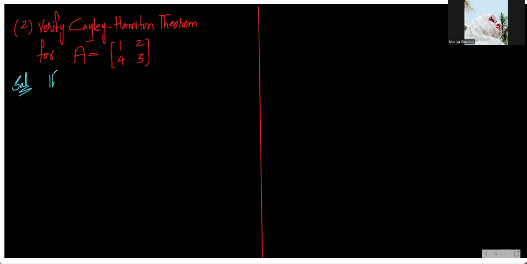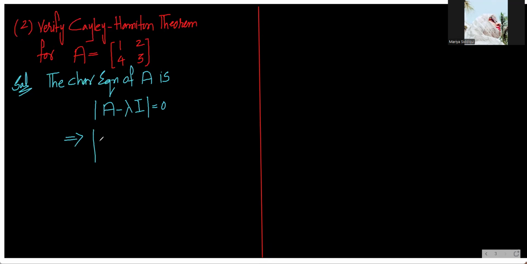So what is your first step? The characteristic equation of capital A is magnitude of A minus lambda I is equal to 0. This implies that magnitude of only 2 by 2 we have. So 1 minus lambda, this is 2, this is 4. The change is only for the diagonal elements. We have only a 2 by 2 matrix. So now 3 minus lambda.